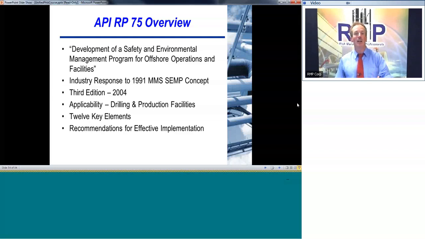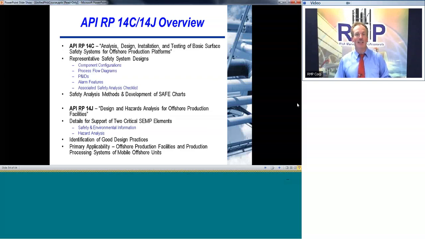Again, as I mentioned before, there's more in common than there is different between the various safety management system documents, API recommended practice 75 being one of them. It's the sort of thing that does make sense for application for offshore facilities and is a fundamental element of SEMS. Other key guidance documents, and there's a number of other references at the end of our presentation that I'll share with you.